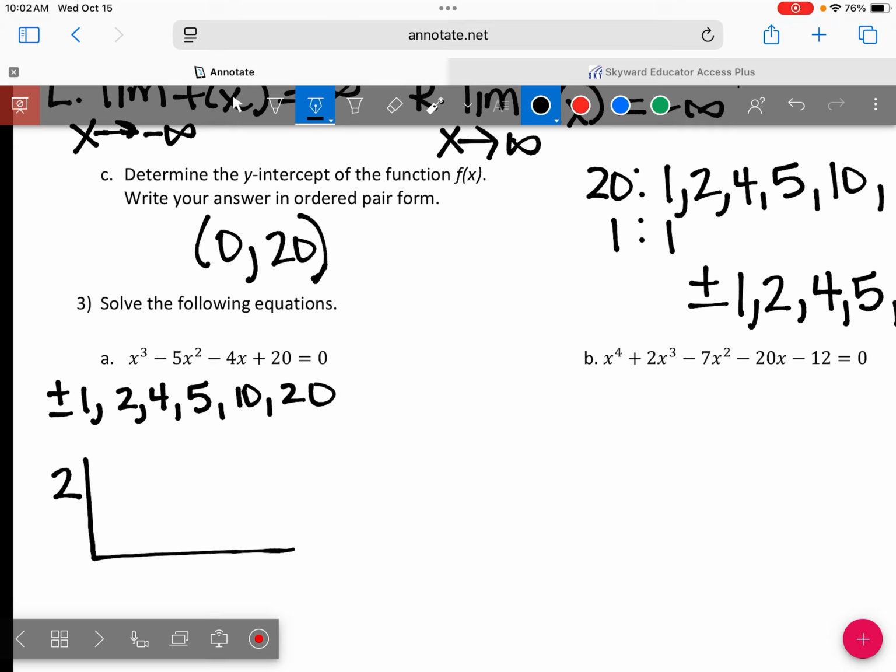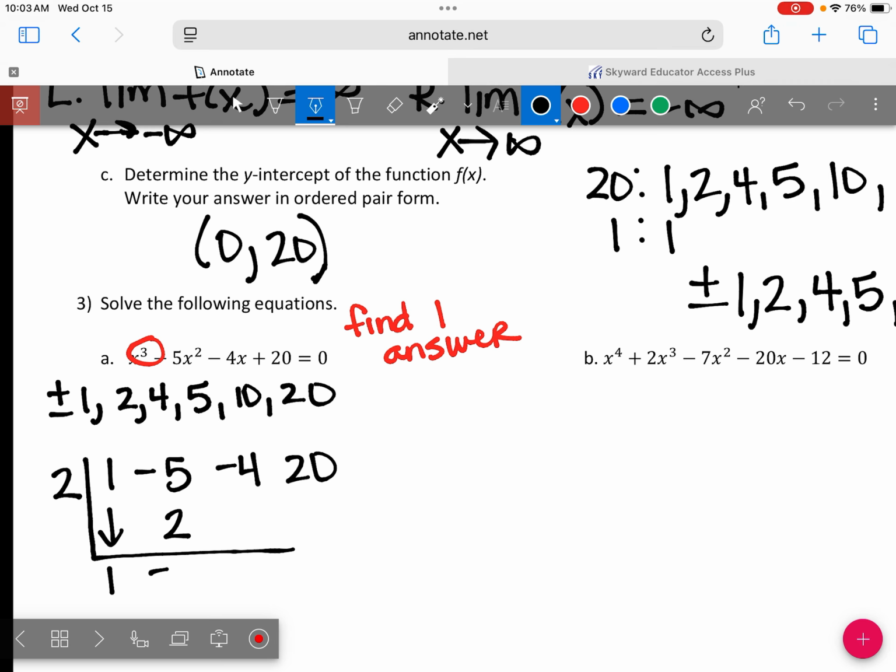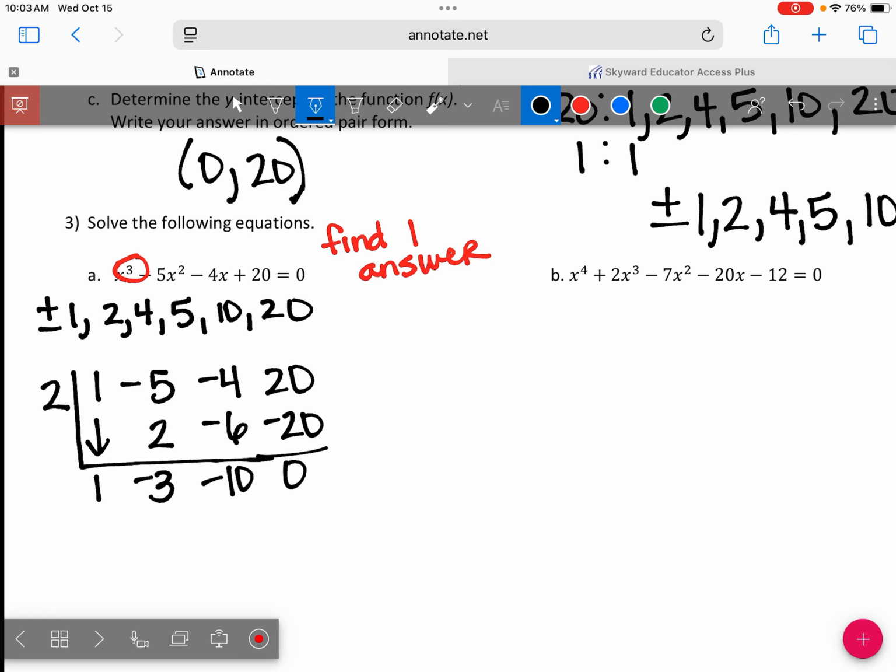Now keep in mind, this is a 3rd degree, and I need it to be a 2nd degree so I can factor it. So I only need to find one answer before I can factor it. So we're going to find that with the 2. So I'm going to list my coefficients, which are 1, -5, -4, and +20. Bring down the first number, multiply, add, multiply, add, multiply, add. So that's my A, B, and C. So now I can factor it.